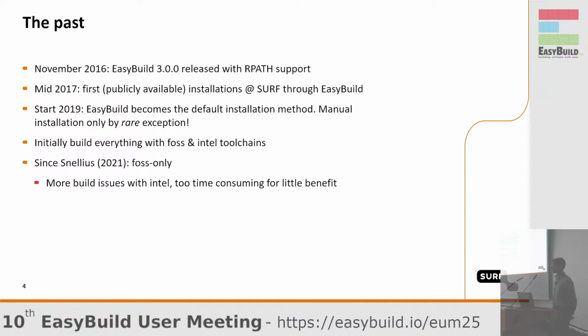Initially, we tried to build everything for both the FOSS and the Intel toolchain to have some kind of fallback option, like if one thing didn't work, at least we'd still have the other. But that proved to be so much work for relatively little benefit that with our new system, Snellius, we basically did FOSS only.